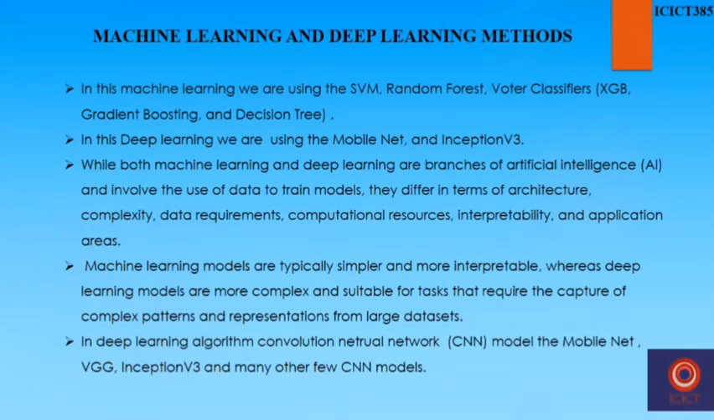Both machine learning and deep learning are branches of artificial intelligence, involving the use of data to train models, and they differ in architecture, complexity, data requirements, computation resources, and application areas. Machine learning models are typically simpler and more interpretable, whereas deep learning models are more complex and suitable for tasks that require capturing complex patterns. In deep learning, we are using CNN models such as MobileNet, VGG, Inception V3, and a few other CNN models also exist.